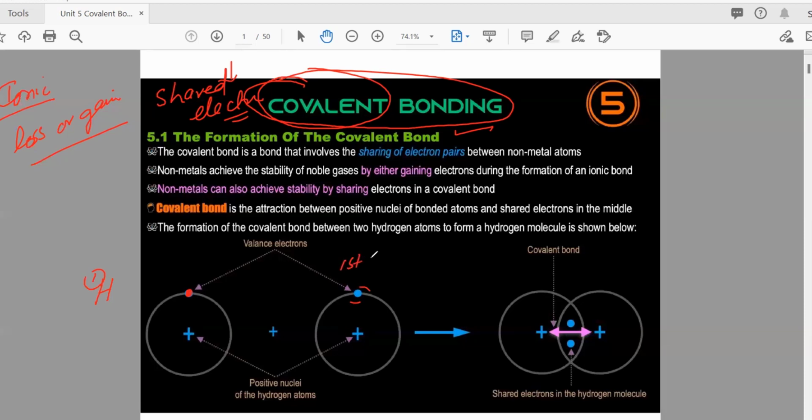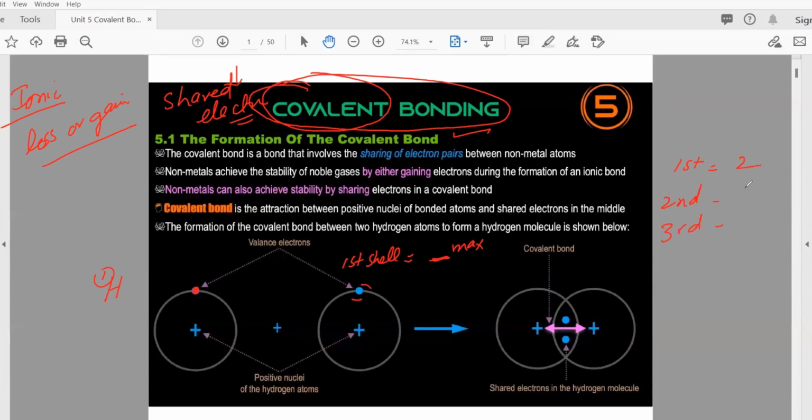If you remember, how many electrons can the first shell accommodate at maximum? Yes, Ahmed, do you know? In the first shell you can put a maximum of 2. In the second shell, a maximum of 8, and in the third shell also 8. So the first shell is its last shell. How many can it have? Maximum 2. How many does it have now? Only 1. It means that it needs one more electron to complete the last shell.